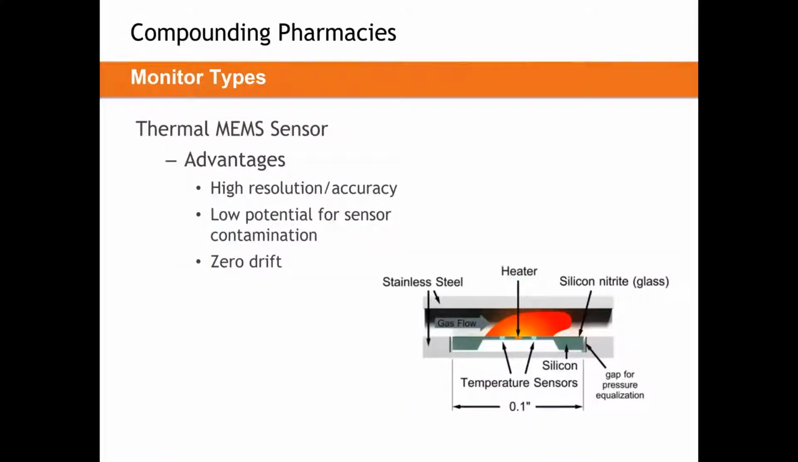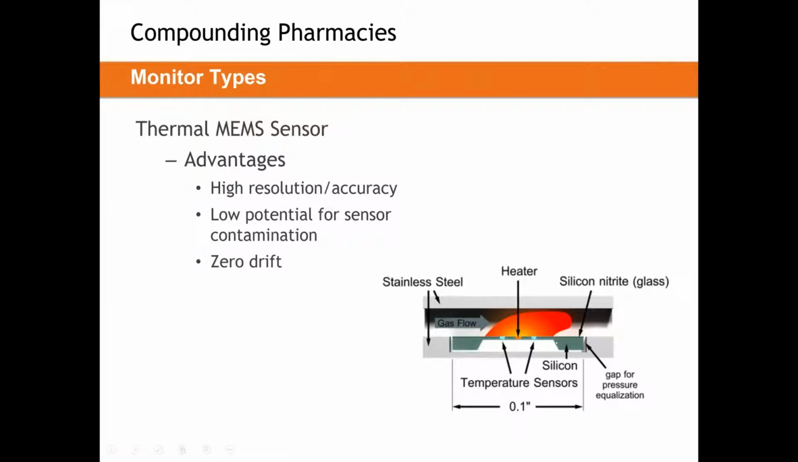The third technology we see out in the market is called a thermal MEMS sensor. Essentially, a thermal MEMS sensor is almost a hot wire anemometer, but shrunk down to a micro scale. And so what it does is it still measures the dissipation of heat.